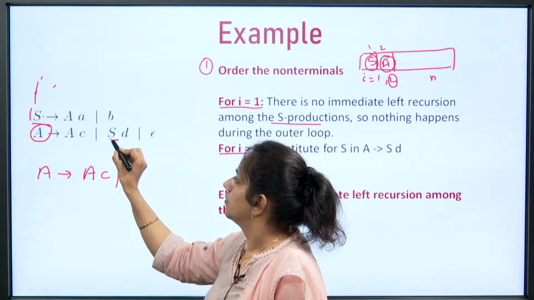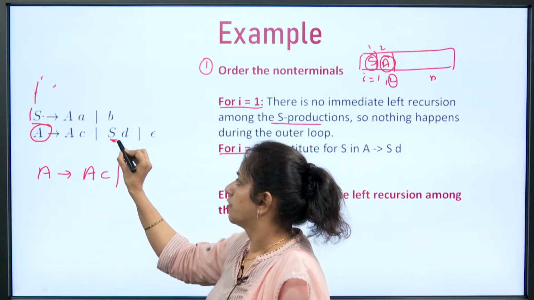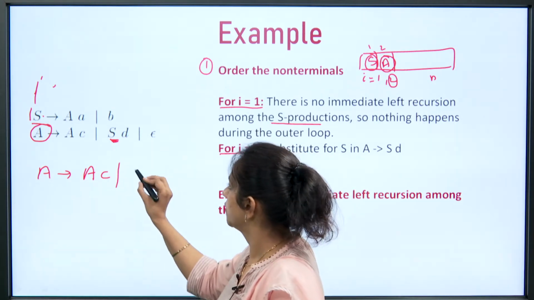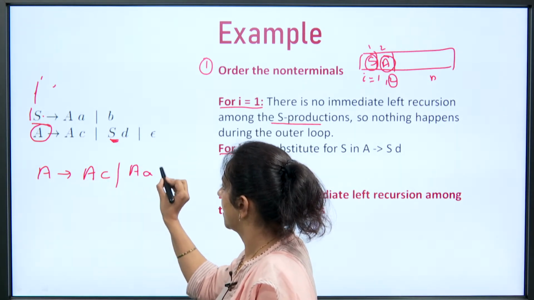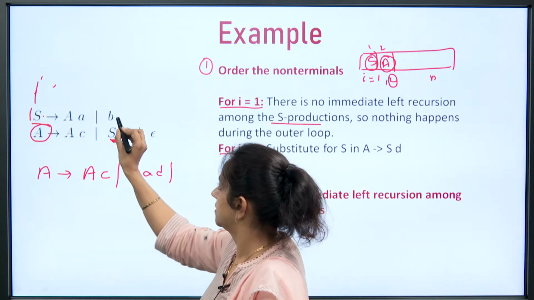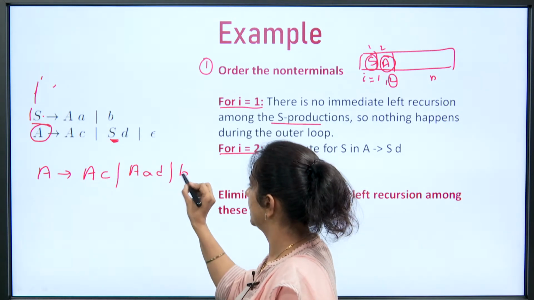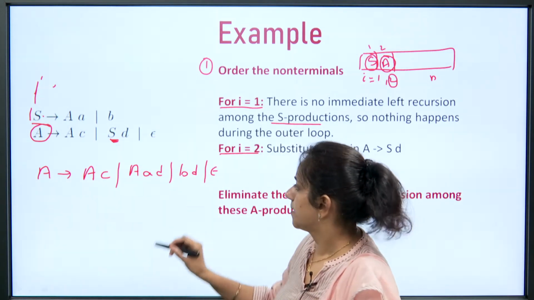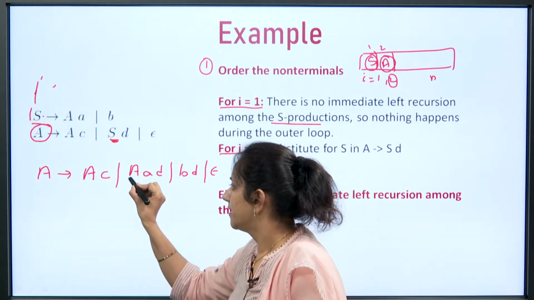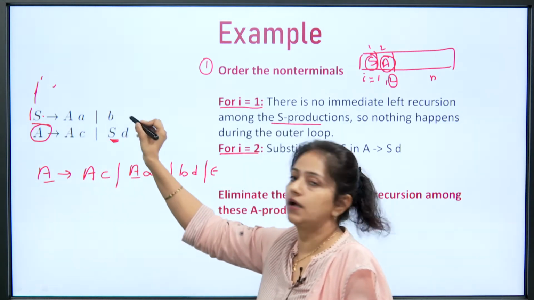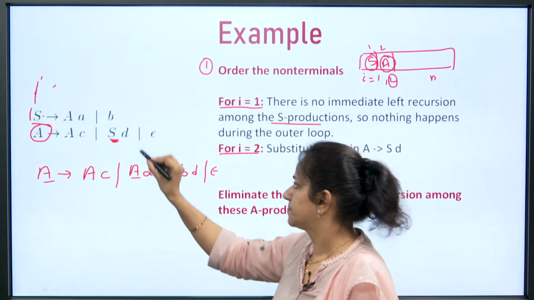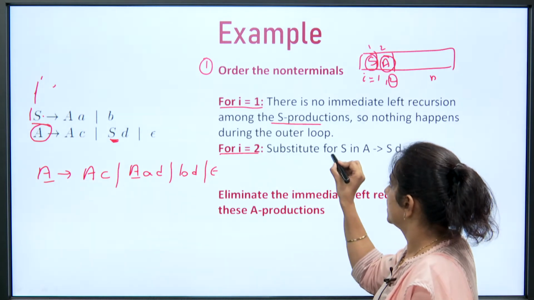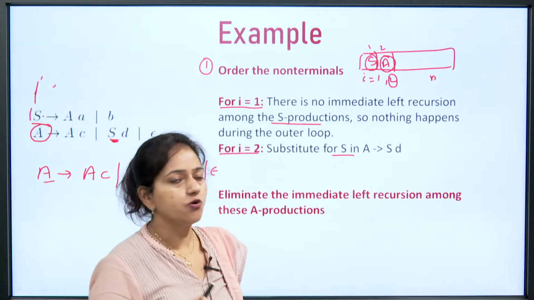We can substitute in place of S its alternates. If we substitute, we will get AAD, and again substituting in place of S we get BD and epsilon. And yes, what we are observing is that after substitution we are getting indirect left recursion due to the alternates of capital S. So, for I equal to 2 we substitute S in A to SD.